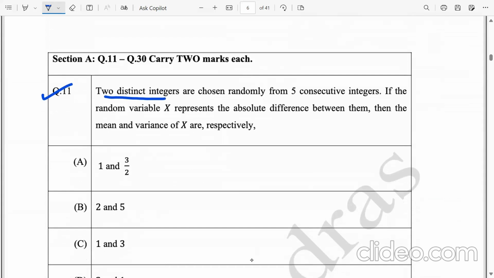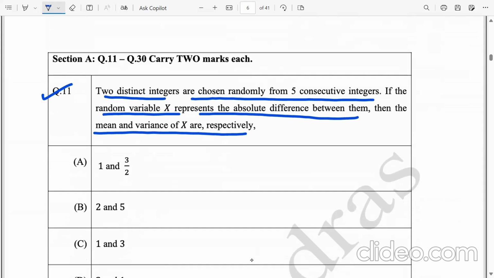Two distinct integers are chosen randomly from 5 consecutive integers. If the random variable x represents the absolute difference between them, then we need to find the mean and the variance of the random variable x. First of all, let me choose any 5 consecutive integers, let's say 1, 2, 3, 4, 5. Then we take any two integers and find the absolute difference between them. We then need to see what the mean and variance of my random variable x are.